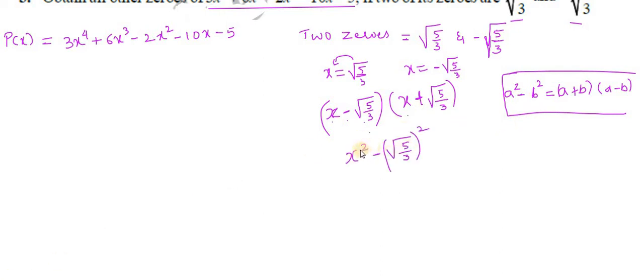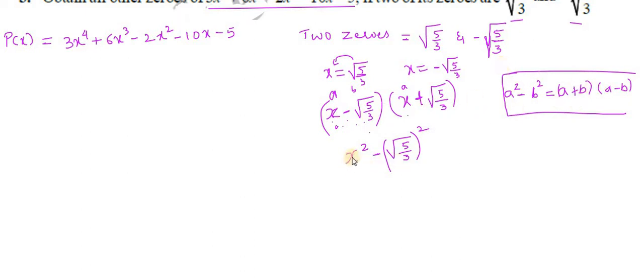Can we write this as x square minus square root of 5 by 3 whole square? Why? Because it is of the form a minus b into a plus b, which is nothing but a square minus b square. Here the a value is x and the b value is square root of 5 by 3. Here also the a value is x and the b value is plus square root of 5 by 3. Here I wrote a minus b, and here a plus b. Don't worry, both are the same.